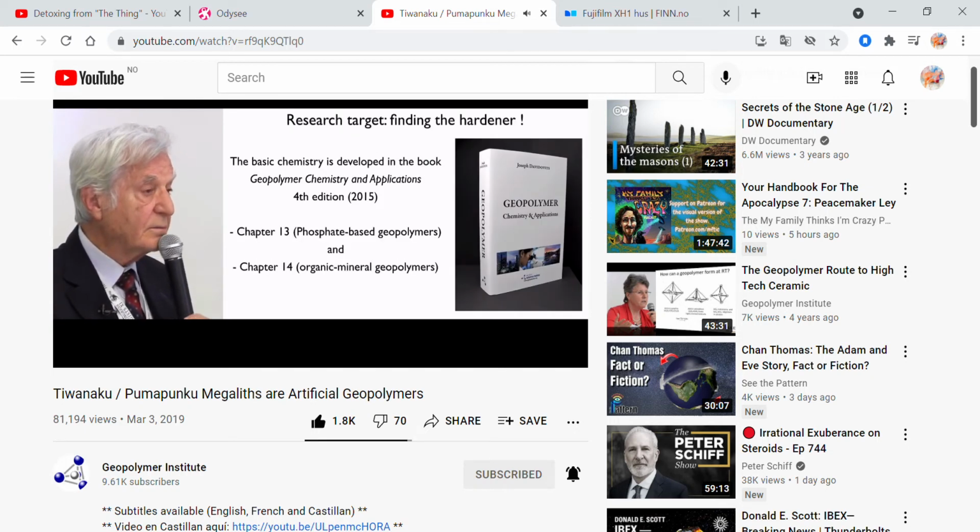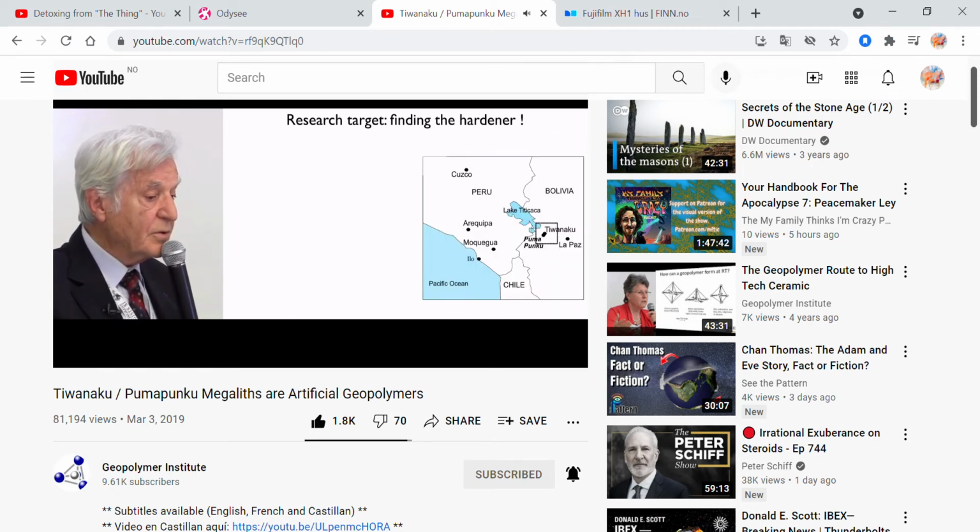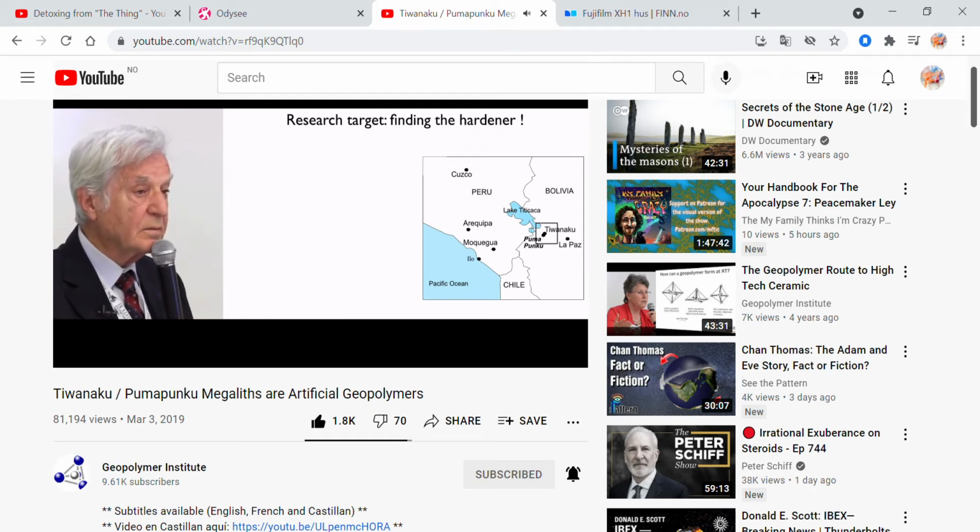Research target: we have disaggregated, we have to find the hardener, how to reconstitute. And the basic chemistry is developed in my book, chapter 13, phosphate-based geopolymers, chapter 14, organic mineral geopolymers. So, research target, finding the hardener. Where can we find the chemicals that will generate this reaction locally?